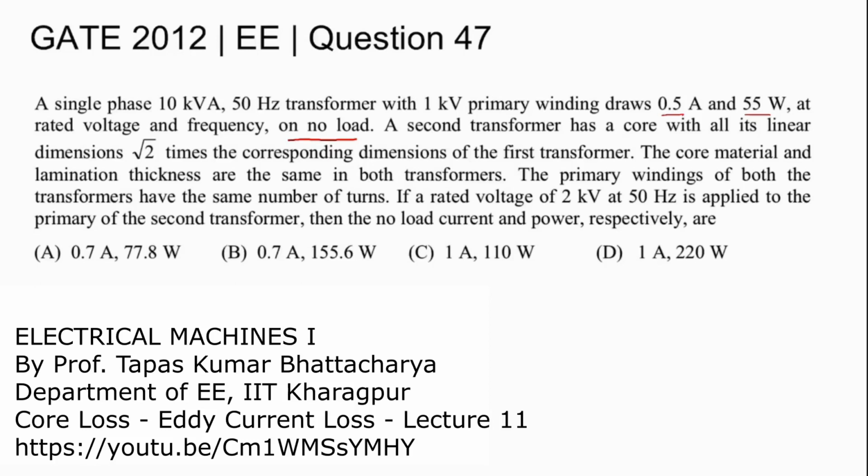A second transformer has a core loss with its linear dimensions √2 times the corresponding dimensions of the first transformer. The core material and lamination thickness are the same in both transformers. The primary winding of both transformers has the same number of turns. If rated voltage of 2 kV at 50 Hz is applied to the primary of the second transformer, then the no load current and power are being asked.